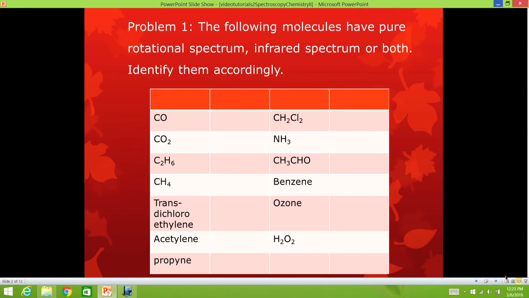The first problem requires you to identify which molecules have a pure rotational, that is microwave, spectrum, and which molecules have an infrared spectrum, or the molecules which have both of them, and you are asked to identify them accordingly. The important point is, for a molecule to have a pure rotational or a microwave spectrum, the molecule should have a permanent dipole moment in its equilibrium geometry or in its equilibrium configuration.